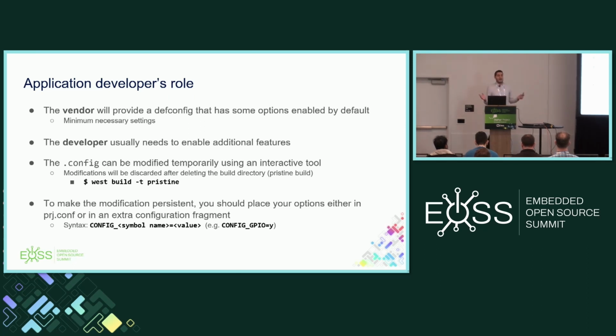To fix this, the best thing to do is to make the modification persistent. You do some temporary modification with some tools, then you see what you have modified, and you keep it in some special places. You're going to put them into the project.conf or into a fragment to make it permanent, or at least it's not going to be removed after deleting the build directory. And they are portable. You can also share them with other people from other teams. Each option has CONFIG_ something. So CONFIG_GPIO=y, for example.